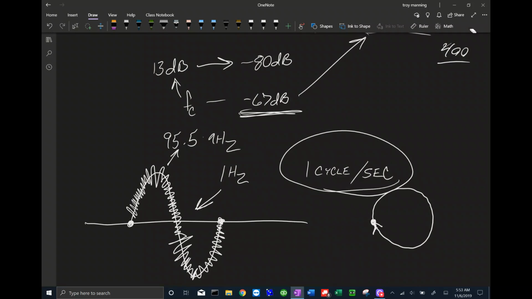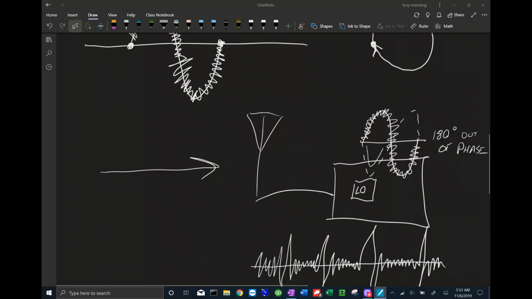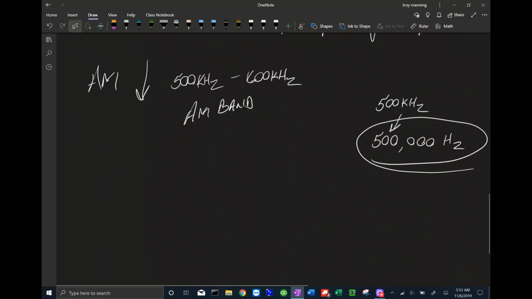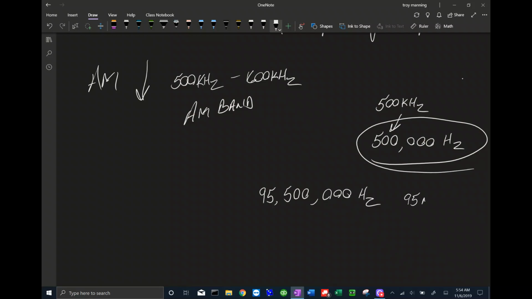Now we go back up here to the megahertz, right? Mega. 95.5, what we're doing is 95,500,000 hertz, right? So 95 million times a second, million. We're vibrating that energy back and forth. So we've got a frequency.